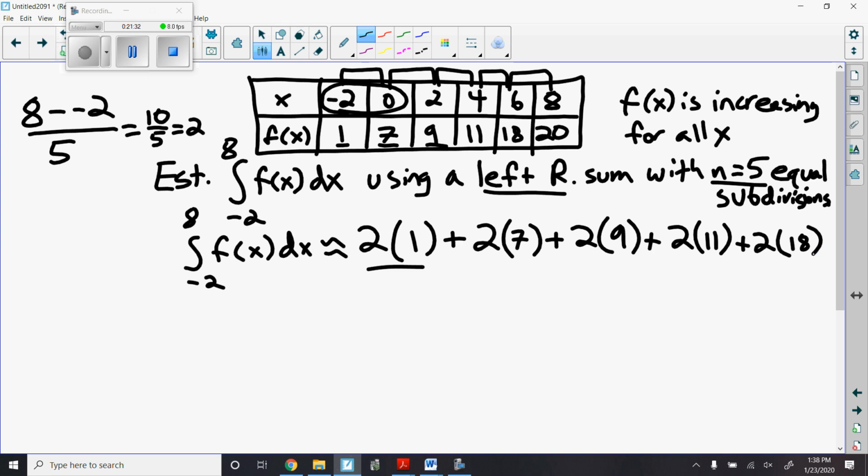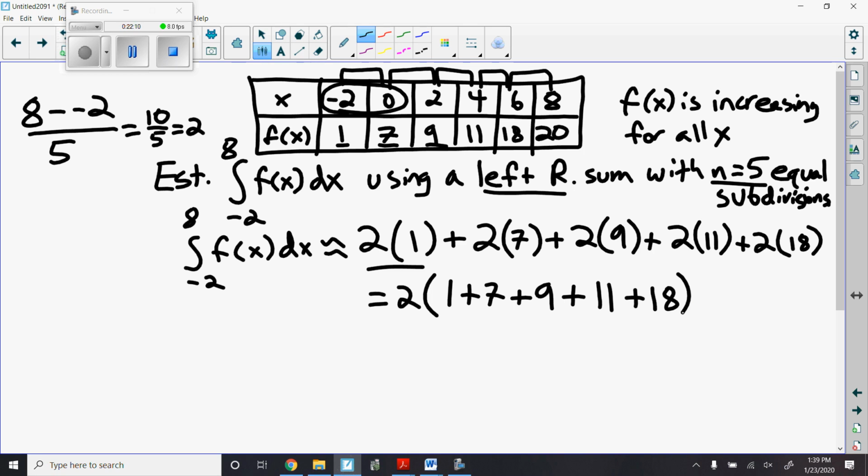One thing you should notice here, since I have equal subdivisions, is that 2 is a factor of all of them. So oftentimes we have to do this without a calculator. So instead of multiplying all those terms and then adding them up, one way you can make this easier is by factoring out that 2. And then you're left with 1 plus 7 plus 9 plus 11 plus 18. And then we just have to multiply once.